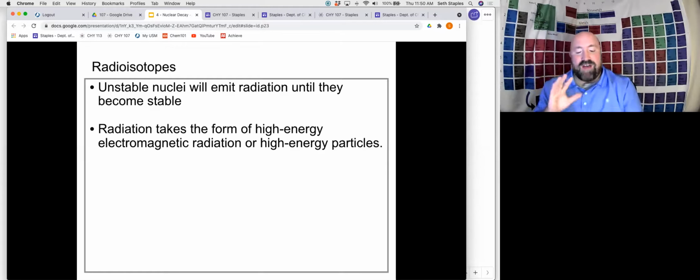For our last little lecture on atomic structure, we're going to look at radioactivity. Nuclei, especially as they start to get larger and larger, will become unstable. And unstable nuclei will emit radiation until they do become stable. Radiation will typically take the form of either high energy electromagnetic radiation, think things like X-rays and gamma rays, or very high energy particles.